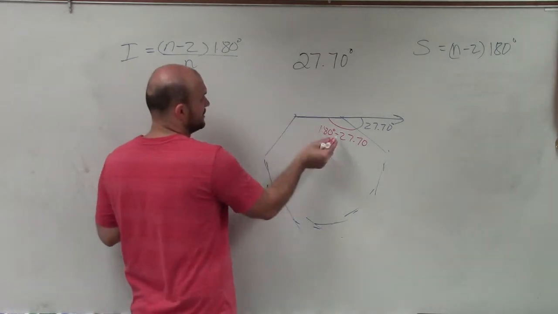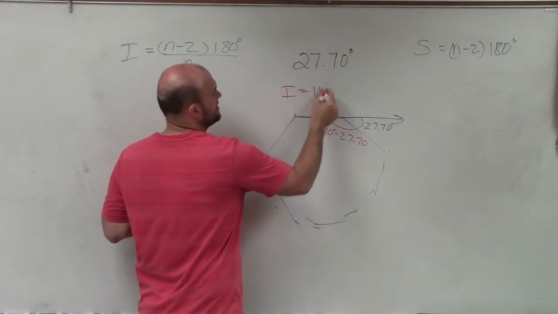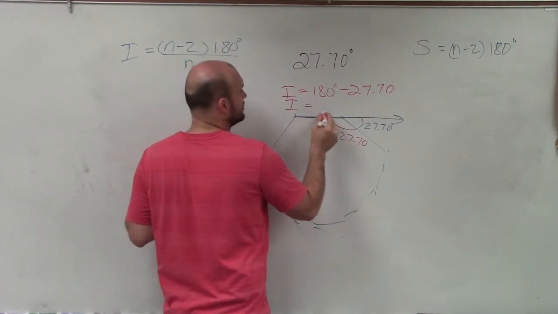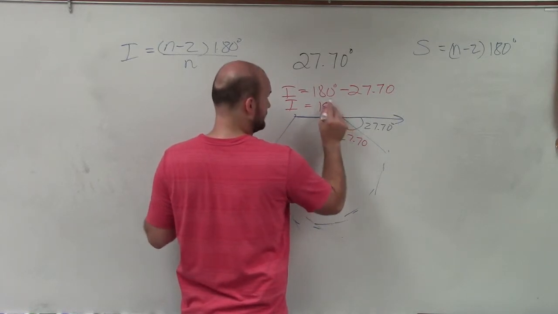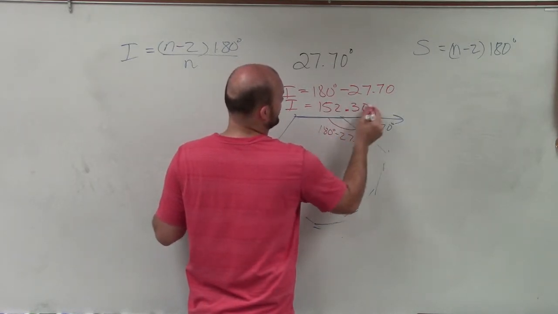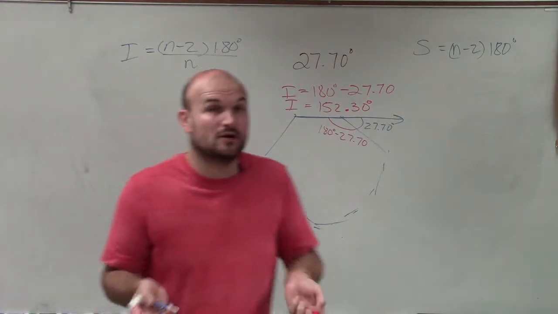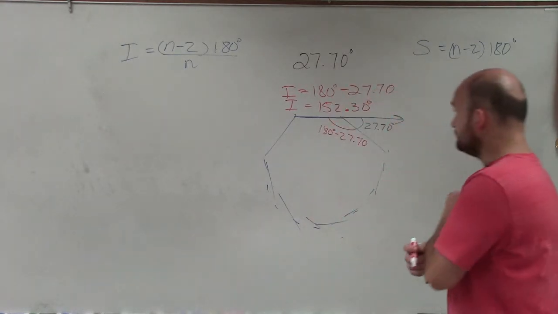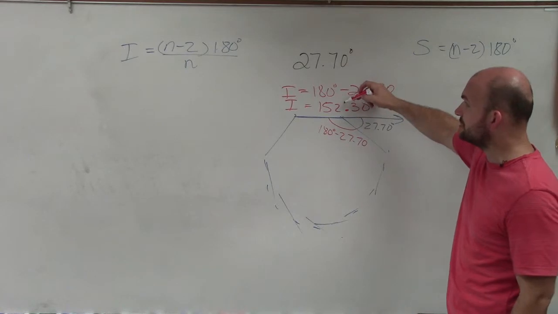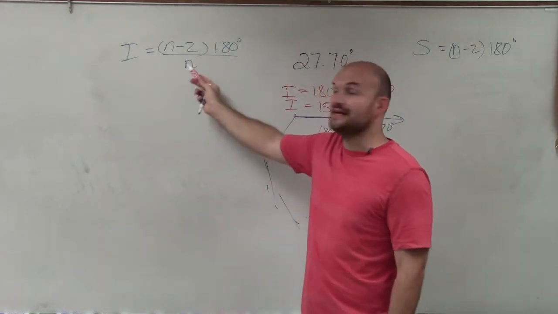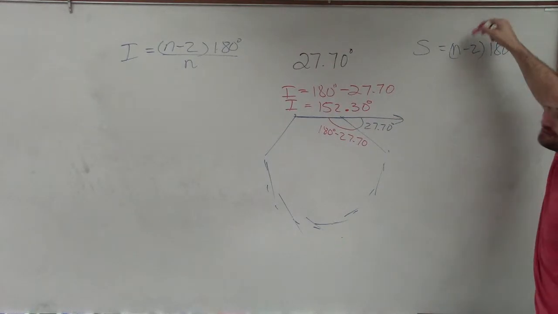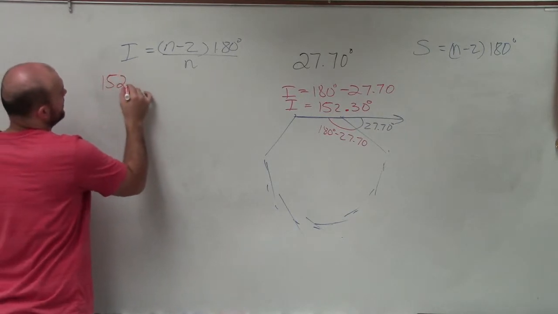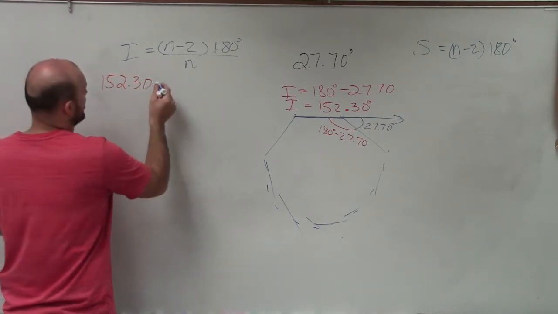So to find the interior angle, that's just going to be 180 degrees minus 27.70. And the measure of one interior angle is going to equal 152.30. All right? Now, that's just the measure of one interior angle. We still need to figure out the sum, right? So if I know the measure of one interior angle, I can plug that in and find the number of sides. And once I know the number of sides, I can plug it in here to find the sum. So I know the measure of one interior angle, so therefore I'm going to put that in for my one interior angle.